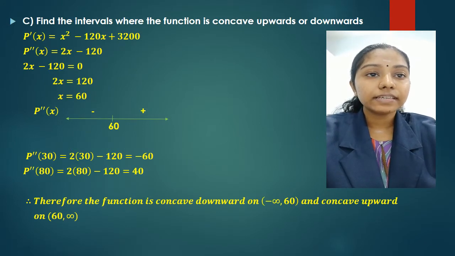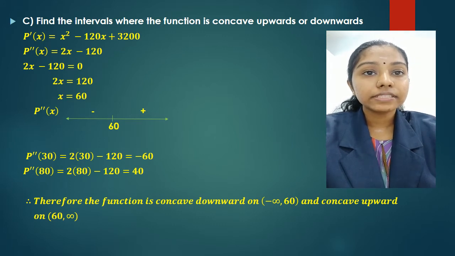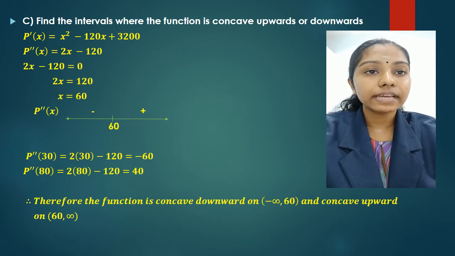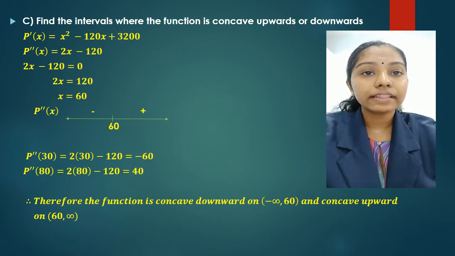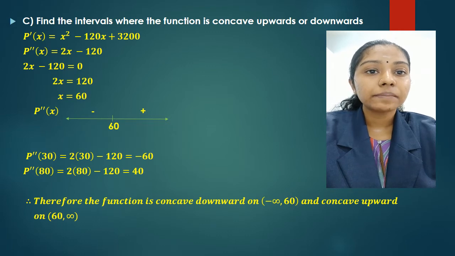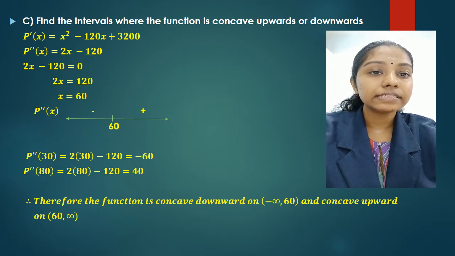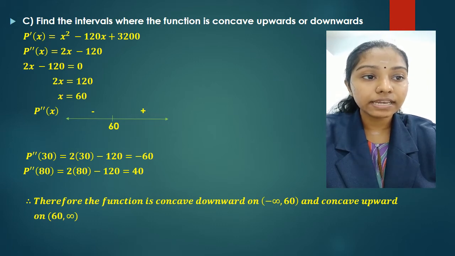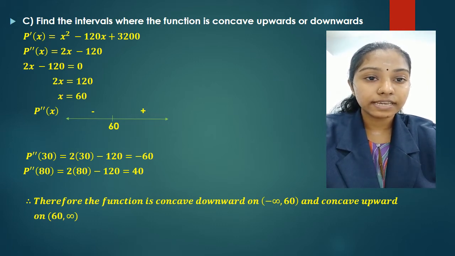Question C. Find the intervals where the function is concave upwards or downwards. The first derivative function of the profit function is x squared minus 120x plus 3200, and the second derivative function is 2x minus 120. From that we can find that x equals 60. By substituting 30 and 80 in the second derivative function, we get negative 60 and 40. So therefore the function is concave downwards on negative infinity to 60 and concave upwards on 60 to infinity.